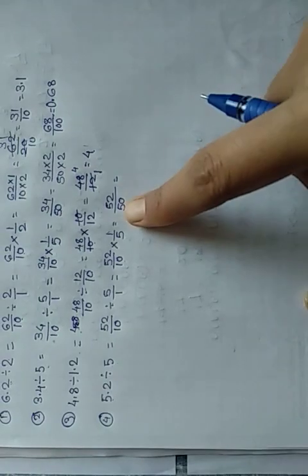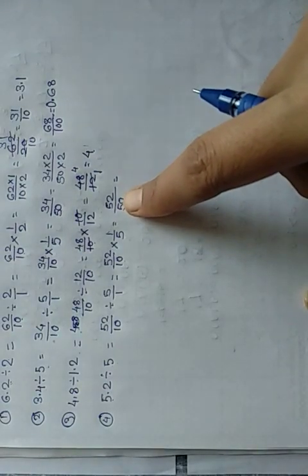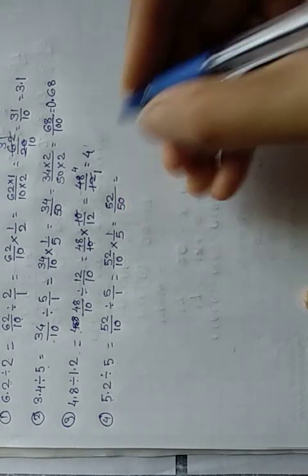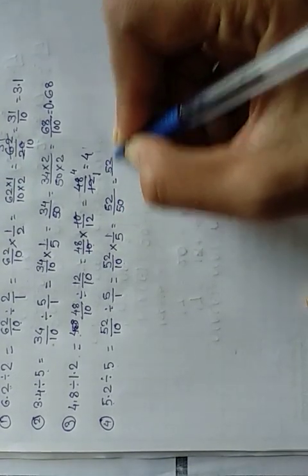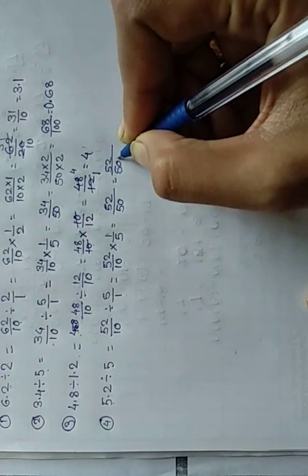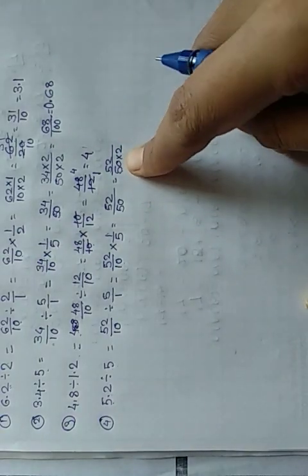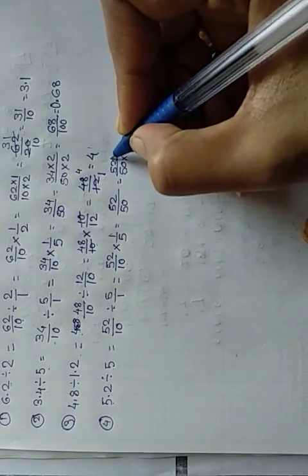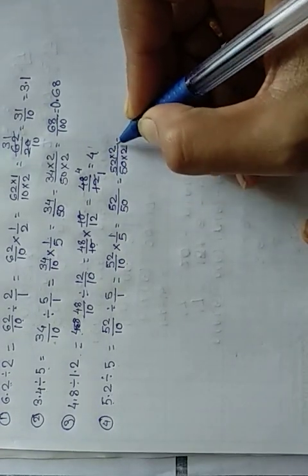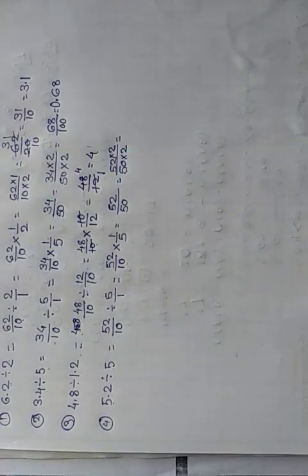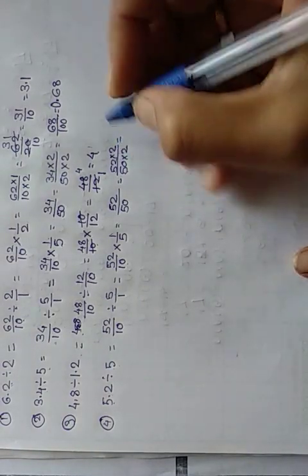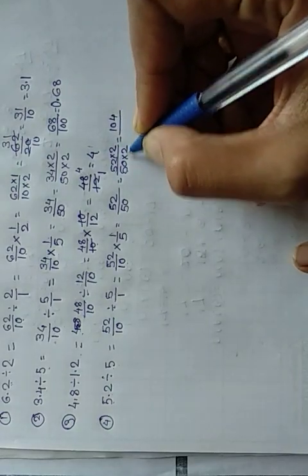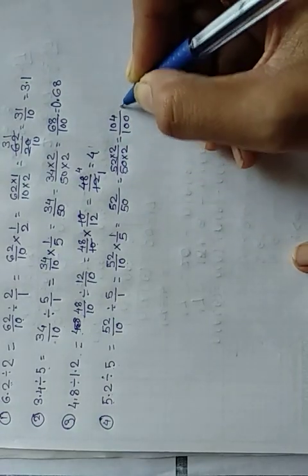Now convert this into 10 or 100. So we can convert this 50 into 100. If you multiply by 2, then it converts into 100. If you multiply the denominator by 2, then also multiply the numerator by 2. Here 52 multiplied by 2 is 104 upon 50 multiplied by 2, that is 100.